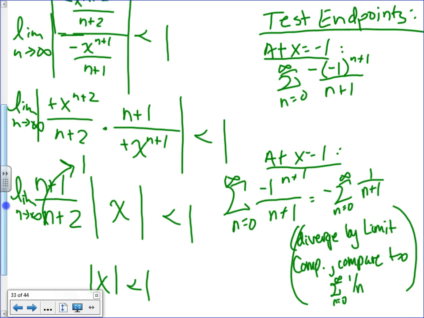Here's a dilemma though. We made an assumption that we shouldn't make. And what was that? What was the assumption that we shouldn't have made?